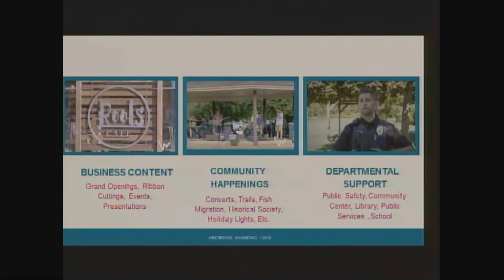And then we provide departmental support. So you'll see some videos on public safety, the community center. We did a camp video, helped out with that. The library opening of the reading room. Public services, I think we shot some overviews of the parking situation, and we're working on a video with the school right now.